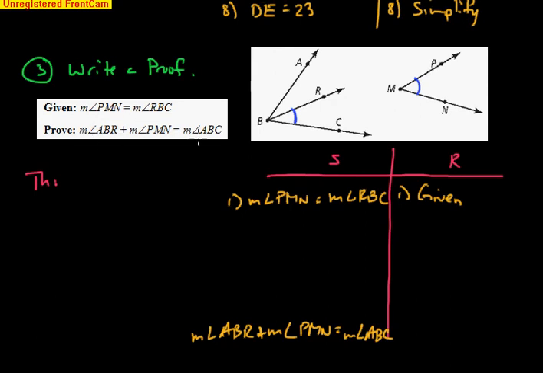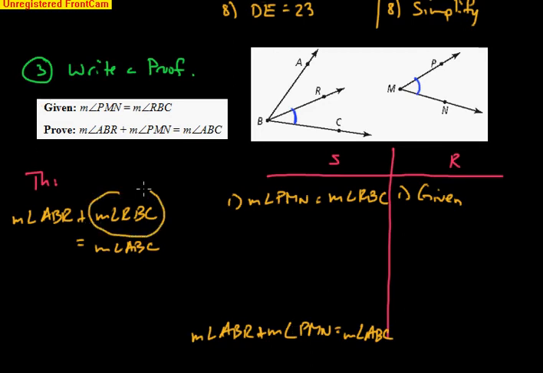So what are some thoughts I have? Well, I have one major thought, and it comes from this figure right here. I know that using the angle addition postulate, the measure of angle ABR plus the measure of angle RBC is equal to that entire angle, measure of angle ABC. I know that statement. And then if I look at the proof, look, it's almost exactly the same. The only thing is, this is different than the proof. Right? Look at the proof. It's PMN. But look at our given. Oh, they're the same. So maybe this is a pretty simple proof.